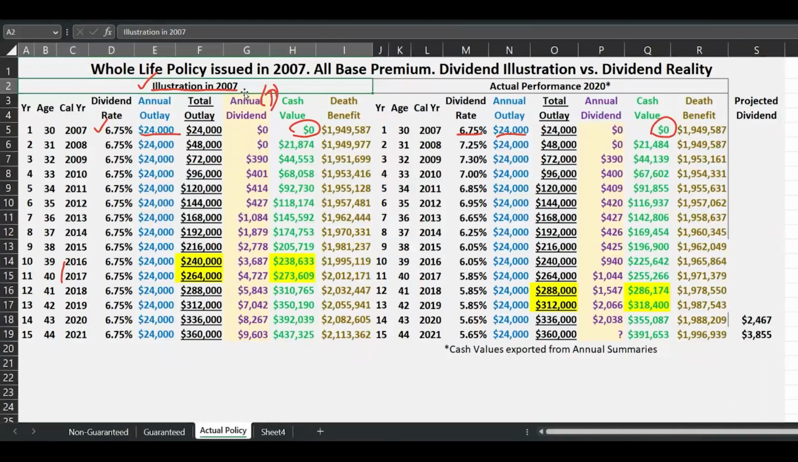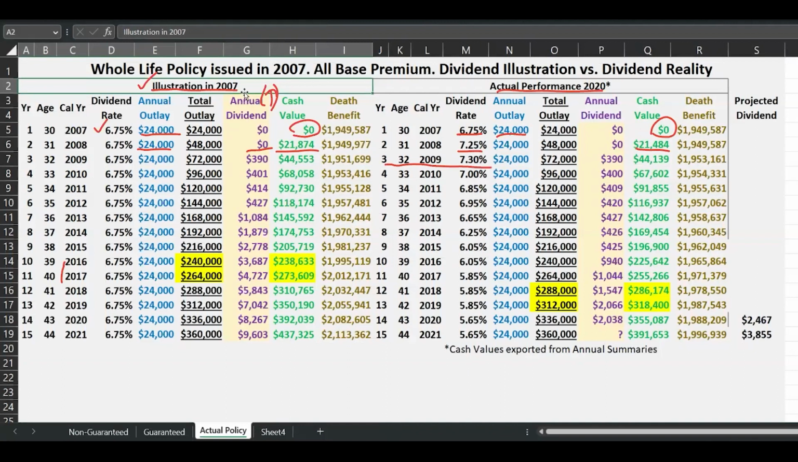Look what happened here. Dividend rate went up. With this old product, dividends were not paid in the first 2 years, regardless of what the dividend rate was. Okay, that's perfectly fine. But what's interesting about this? Look at your cash value. Why is it a little bit less? Interesting, isn't it?